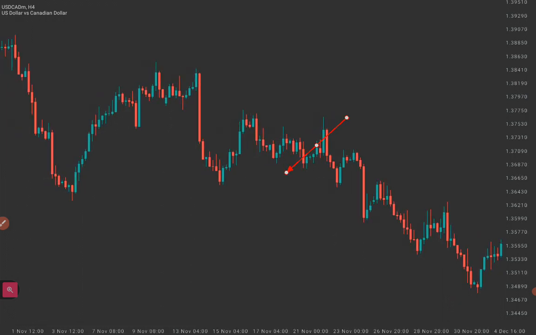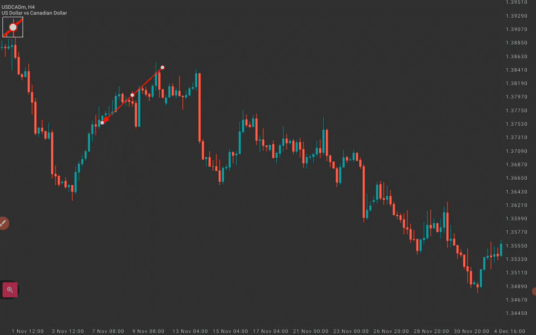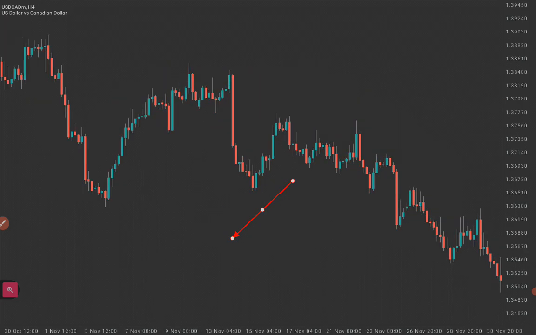As you can see, there was a trend to the upside right here. But when price swept liquidity right here, there was a change of character. When price changed character, as you can see, price came back to the order block and then moved drastically to the downside.